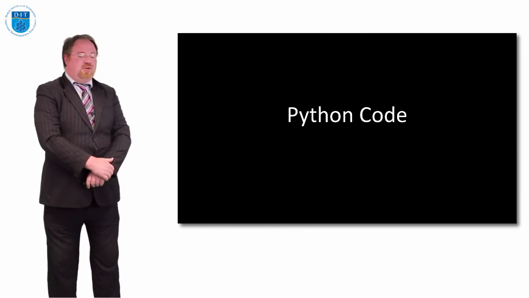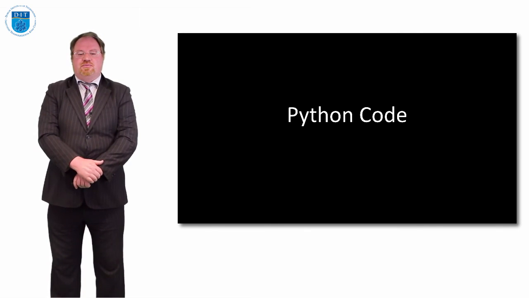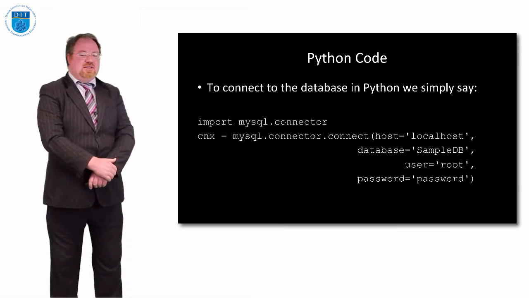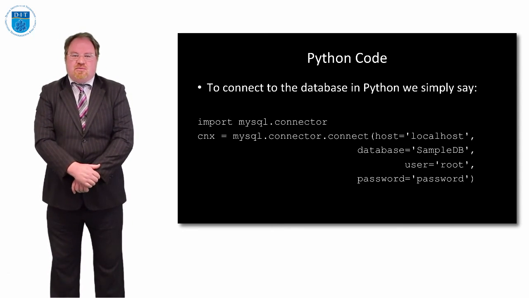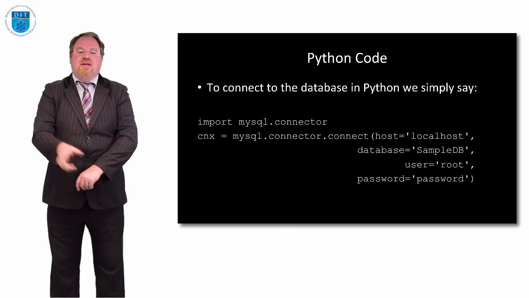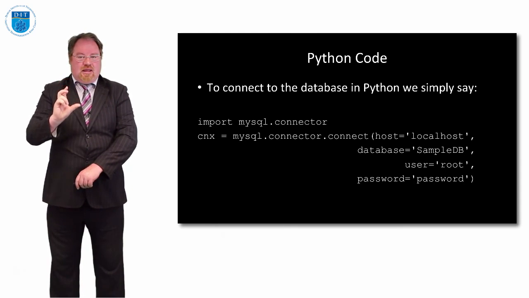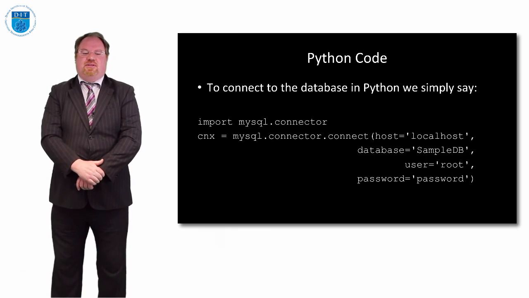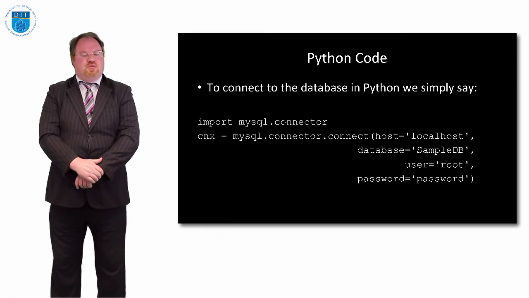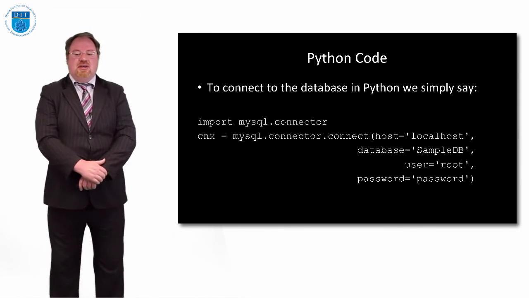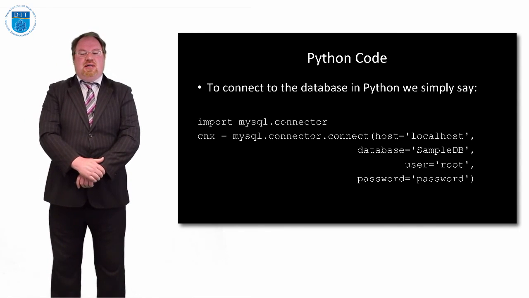Let's look at the Python code now, and this is very short. There's 2 bits to it. The first bit is to connect to the database. So to connect to the database, we use the standard Python library to import a library called MySQL.connector. Once we've imported it, then we create a connection by saying MySQL.connector.connect, and we connect to a particular database.